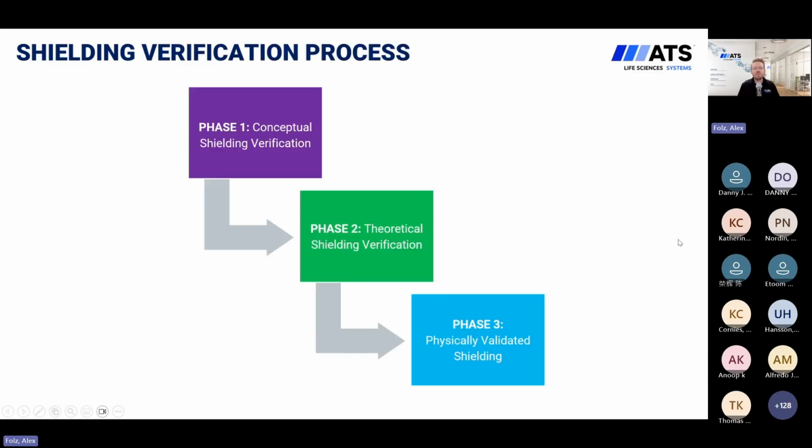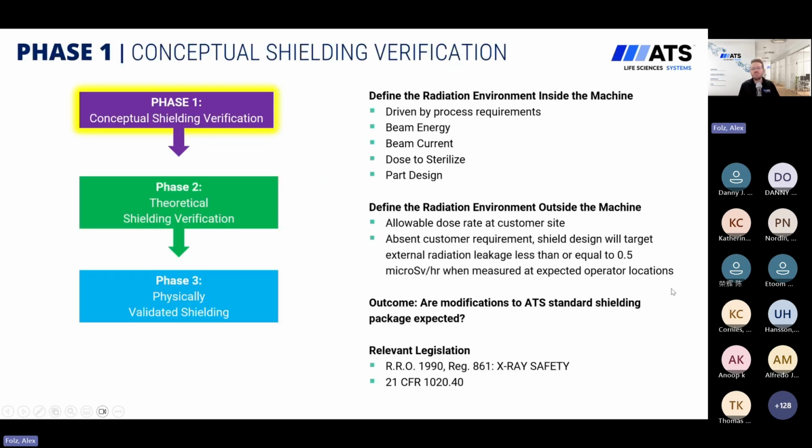So shielding verification process, right? I call this verification, again, with the system being configurable. Our expectation is that a very similar, if not identical, guarding shielding package will work for all cases, but belts and suspenders, we want to go through this full process and verify that that standard shielding package is compliant to your product. So we're typically going through 3 phases, right? Conceptual shielding, theoretical shielding, and finally physically validated shielding. So phase 1, conceptual shielding, right?